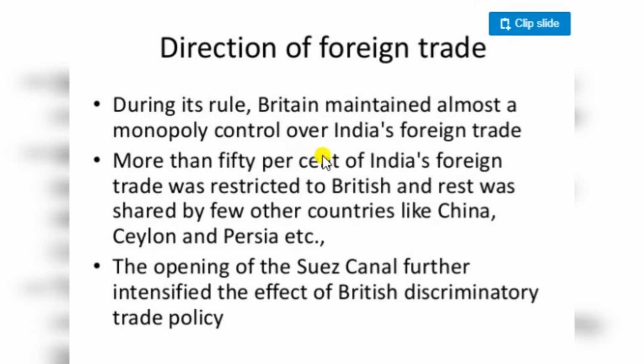So we can say that more than 50% of India's foreign trade was restricted to the British, and the rest was shared by other countries like China, Persia, etc. And the opening of the Suez Canal further intensified the effect of British discriminatory trade policy, which is again an important factor of foreign trade in the Indian economy on the eve of independence.